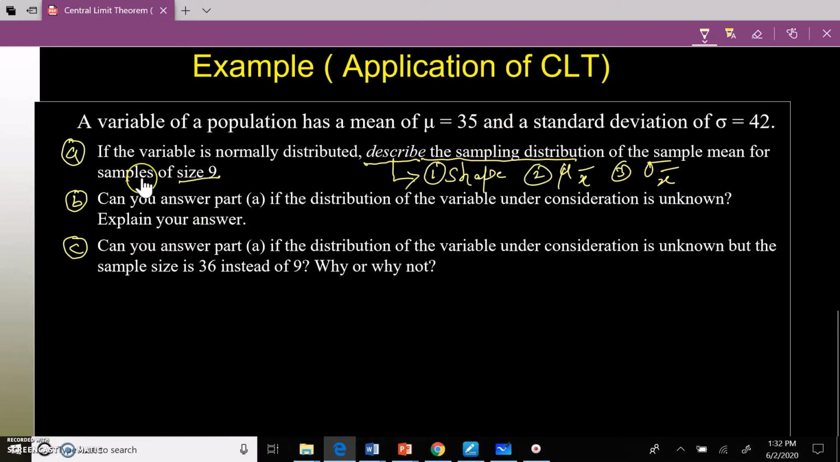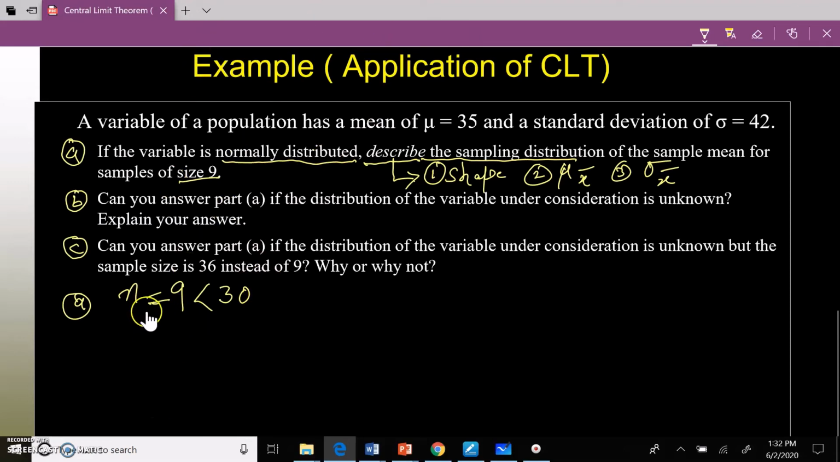Okay, look at the first part. We have a sample in part A. We have sample size n equal to 9. But the sample size n is less than 30. But note that he's asking if the variable is normally distributed. So we already know the underlying population is normally distributed, and we know that if the underlying population is normally distributed, the sampling distribution of the sample mean is always normal irrespective of the sample size. So we are using the central limit theorem, the first one.